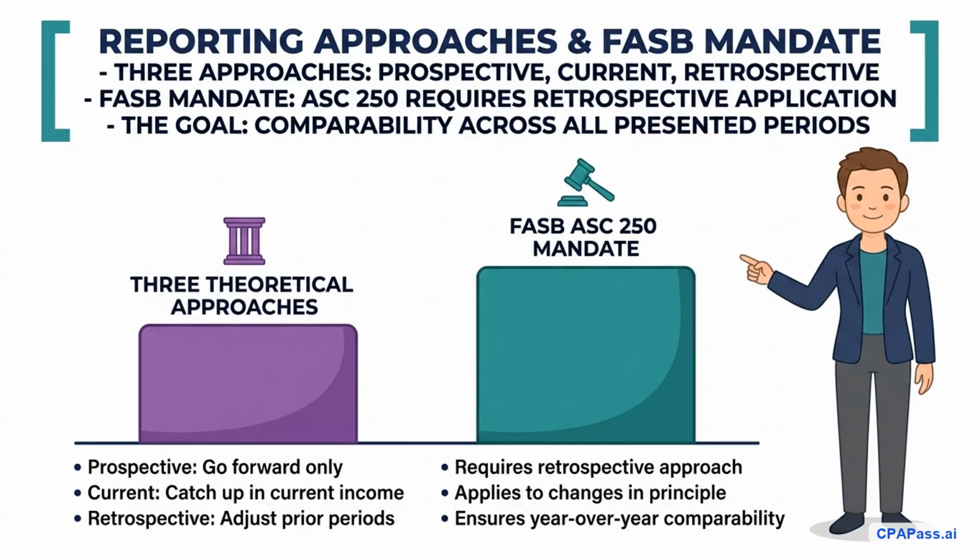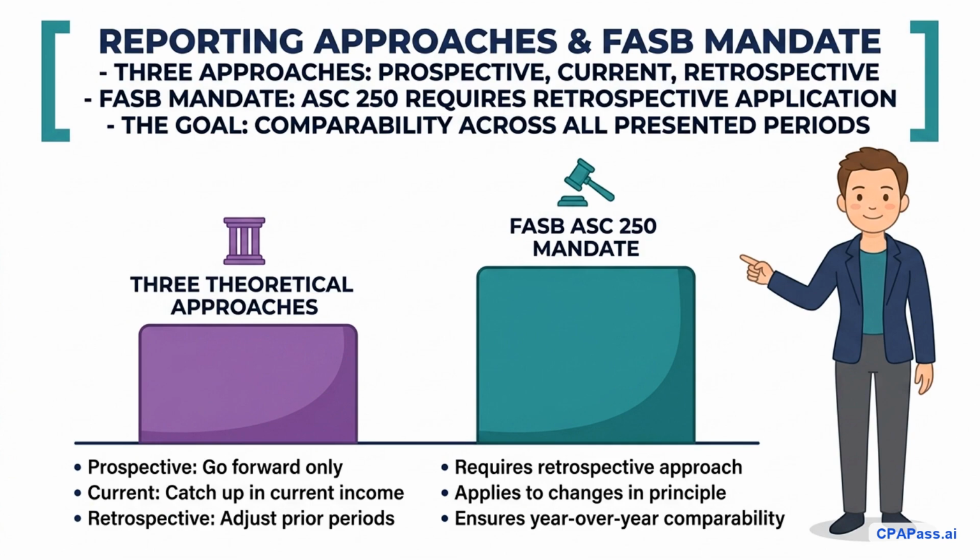Historically, there are three theoretical approaches to reporting accounting changes: prospective, current, and retrospective. However, to ensure financial statement comparability, FASB's ASC 250 mandates a single approach for changes in accounting principle, the retrospective approach. Why does FASB require this? Because comparability is vital for investors.